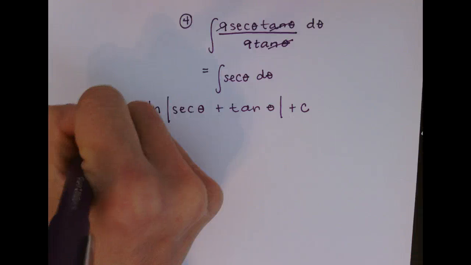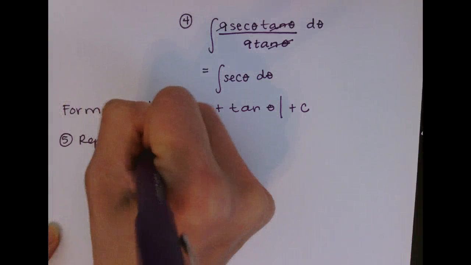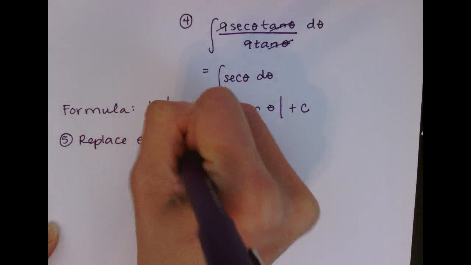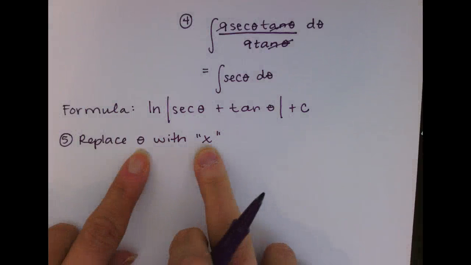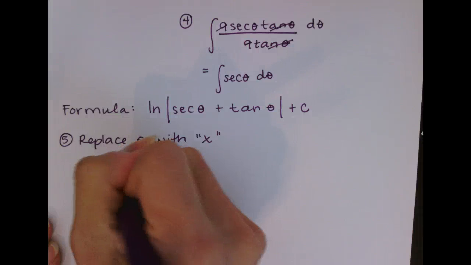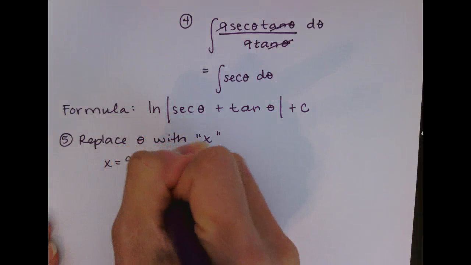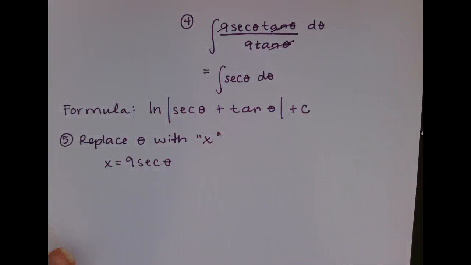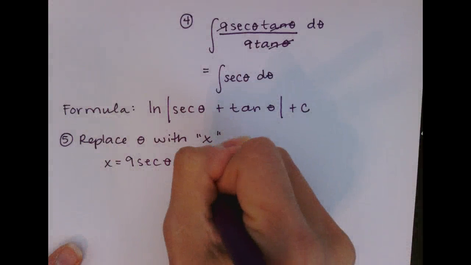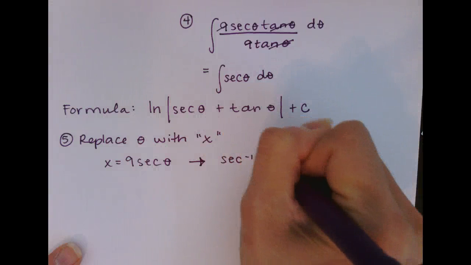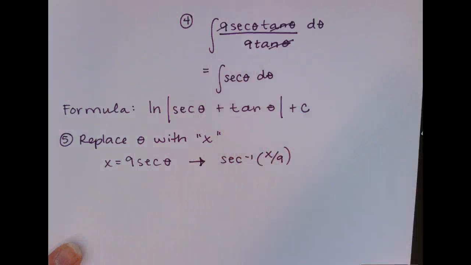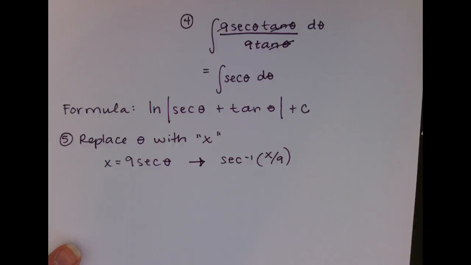Very last step, let's replace all of our thetas with an expression involving x. So go back to some equation that we wrote that relates x and theta. X equals 9 secant theta is probably the most obvious. If I solve that for theta, I'm going to get the inverse secant of x over 9.